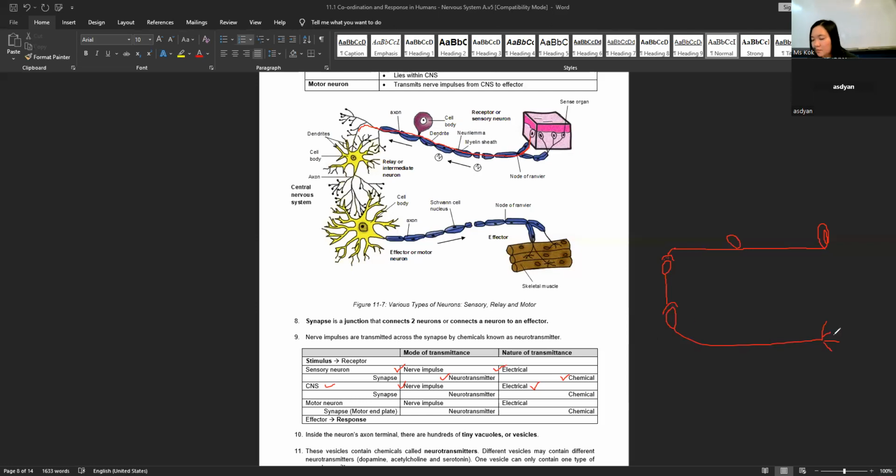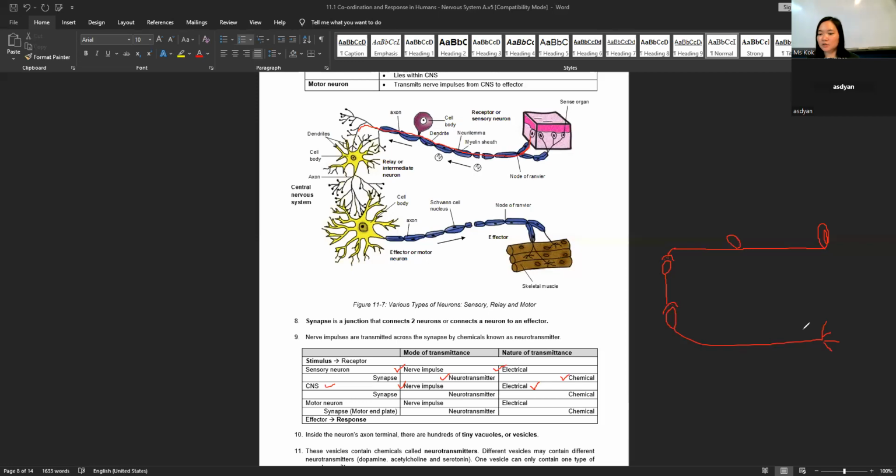the nerve fiber. Okay, so as a conclusion, if you want to pass through the neuron's nerve fiber, you must be in the form of electricity. But when you want to pass from one neuron to another neuron, you cannot use electricity, you have to use chemical. So from here onwards, electricity, and then chemical, then electricity, then chemical, then electricity, like this.